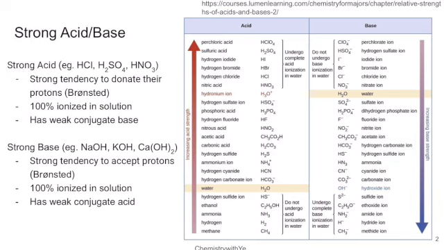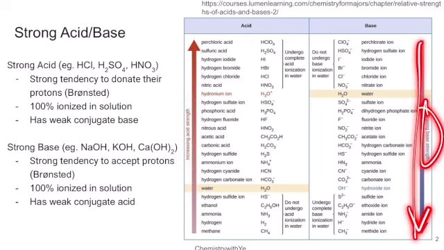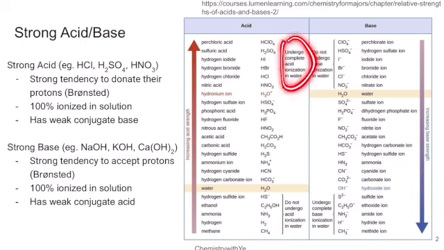So this table to the right just shows the relative strength of acids and bases, with increasing acid strength here and increasing base strength here. So these acids and bases undergo complete ionization, which makes the reaction not reversible.